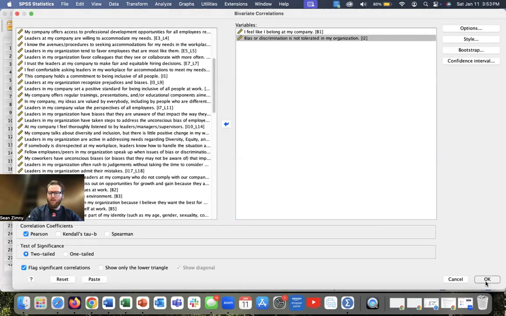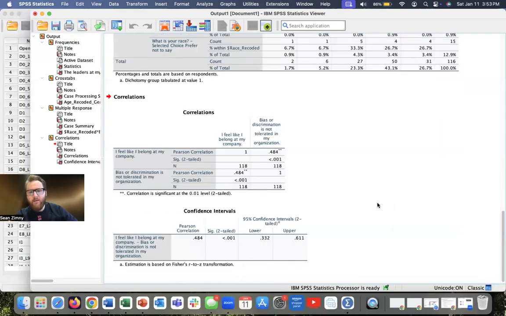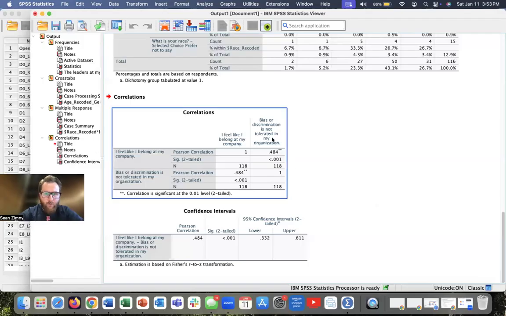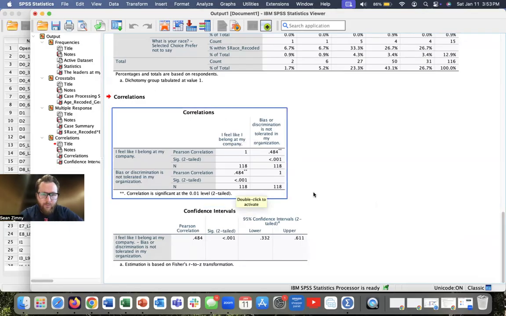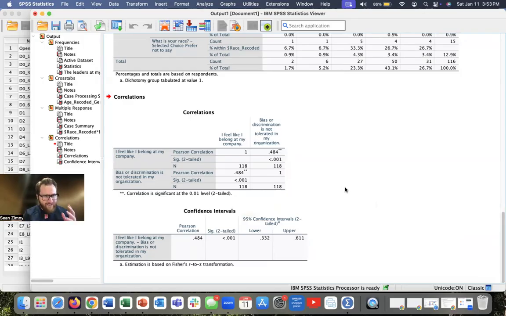Click, make sure that you're estimating the confidence interval at 95%. Continue, and OK. So now here, we're going to see that we have a correlation. And remember, as you read the box, you don't want to look at "I feel like I belong at my company" correlated with "I feel like I belong at my company." That gives you useless information. What you want to look at is "bias or discrimination not tolerated in my workplace" and "I feel like I belong at my company," your two different variables. So first, remember, it's a three-step process.